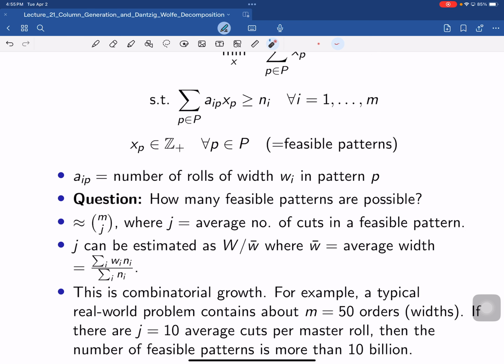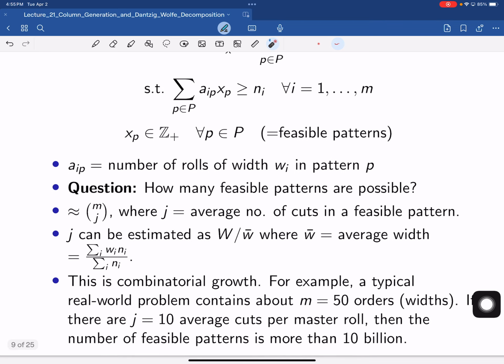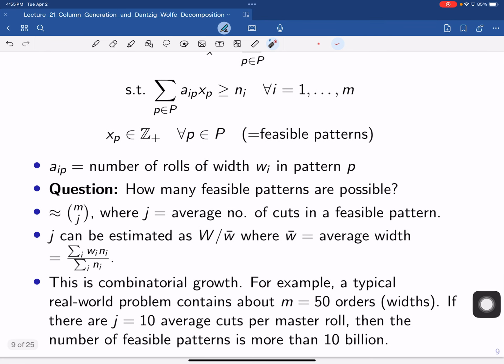But as you can imagine, as the number of widths grows, if you have goods with 20 different widths, and in each pattern you are picking 10 out of the 20, this can grow very fast. So for a typical real-world problem, maybe you have m different orders of width. If you are just picking 10 out of the 50, you could have 10 billion feasible patterns in this particular problem, right? Okay, so that is definitely intractable, right?